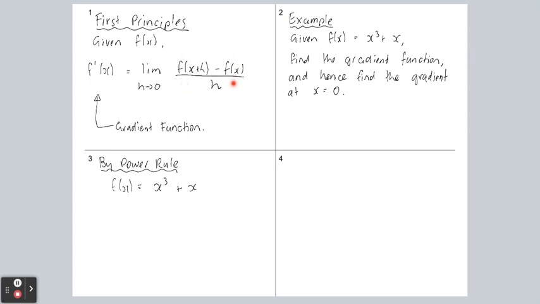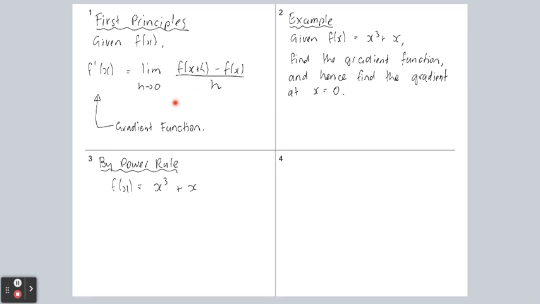And the principle that we went through in the video, for those who watched it, was that if we allow h to get really, really small, then we are getting closer and closer to what we would call the instantaneous gradient at a particular point.